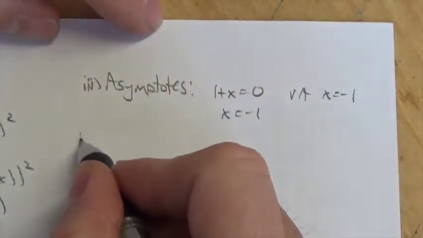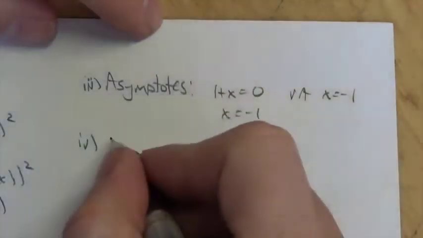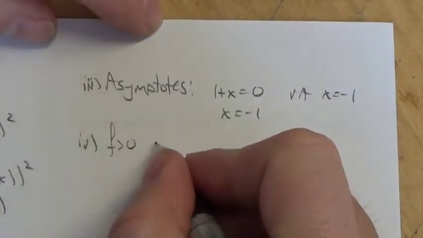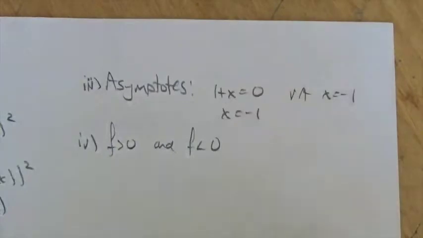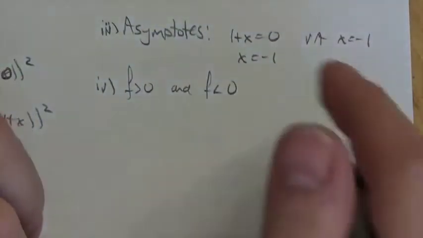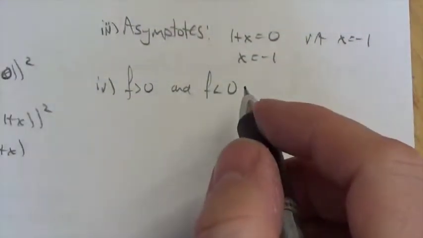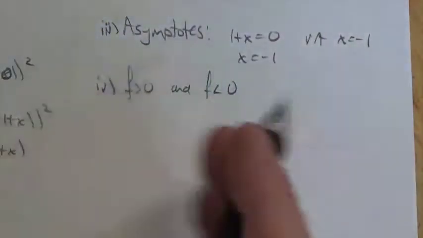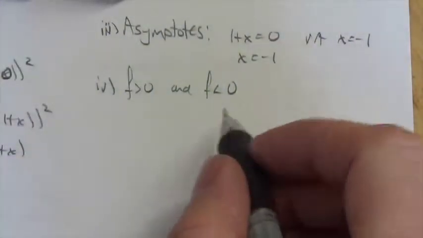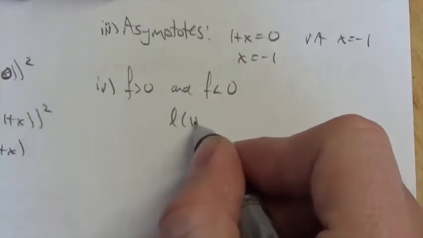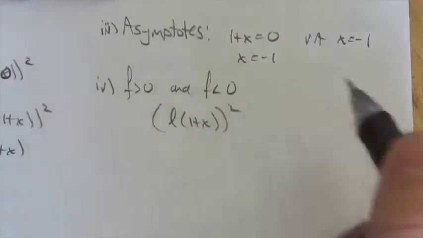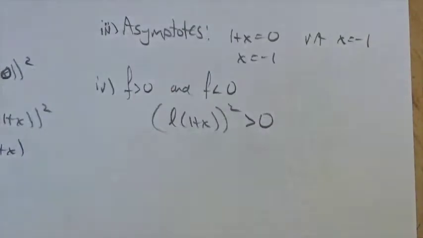Finally here, oh sorry, that should have been 3. Here's 4. For 4, we're going to take a look at where the function is positive and where the function is negative, where it's above the x-axis and where it's below the x-axis. So to start off with, we're going to set that function greater than 0. Now we already know the domain. We know it's got to be greater than -1. So what we're interested in here is where that thing is greater than 0.